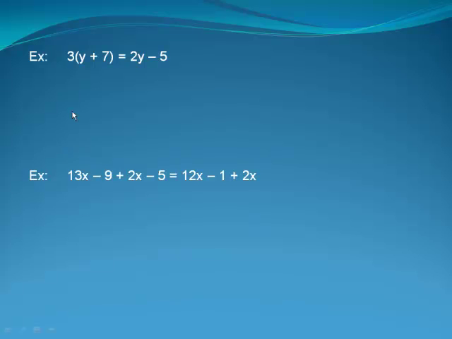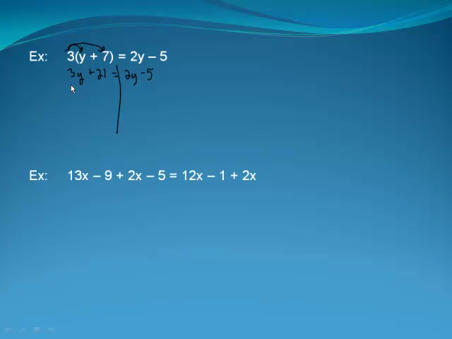All right, let's look at these two examples then. Let's start with the one at the top of the page. We've got 3 times the quantity x plus 7 equals 2y minus 5. Get rid of that group by distributing the 3. So 3 times y is 3y. 3 times plus 7 is plus 21, and that's equal to 2y minus 5.